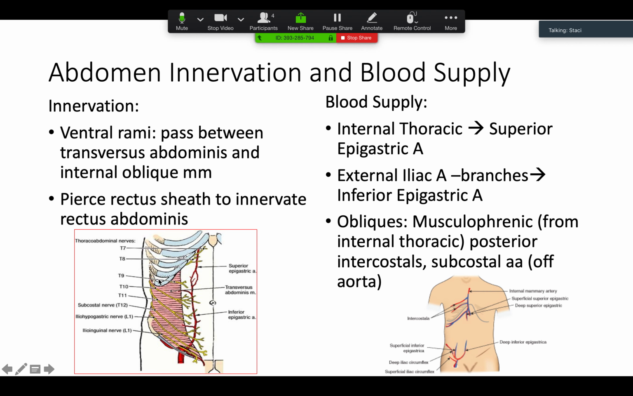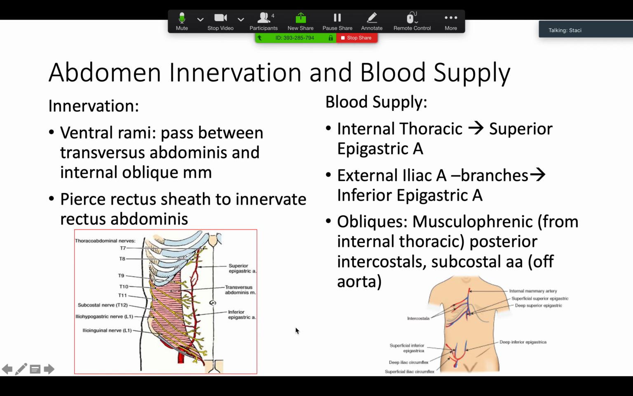Okay, innervation and blood supply. It's innervated by the ventral rami, and that passes between the transverse abdominis and the internal oblique muscles. And remember, internal oblique and then transverse abdominis. It pierces the rectus sheath to innervate rectus abdominis. And you can see that in this picture, how it goes around and pierces to get to rectus abdominis.